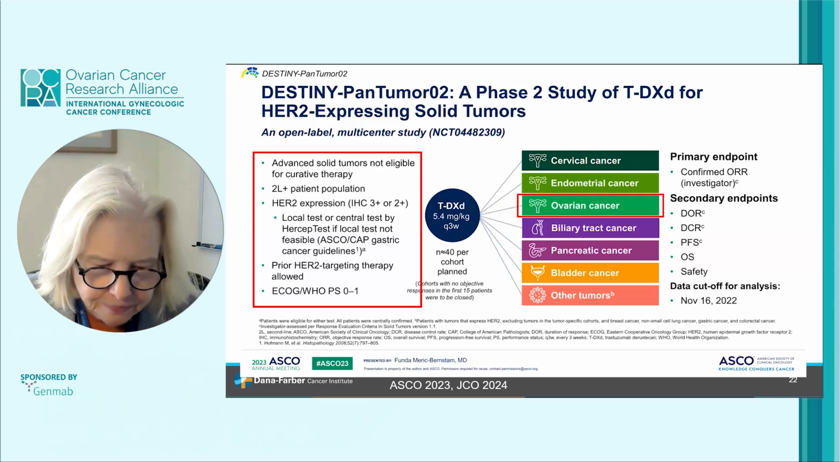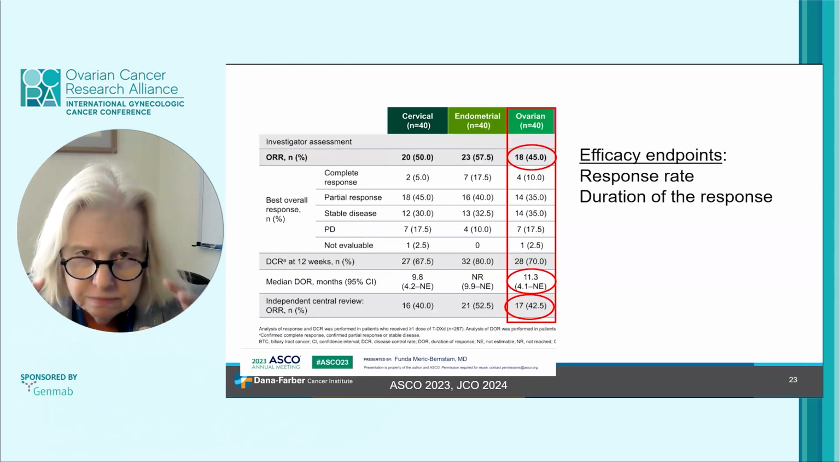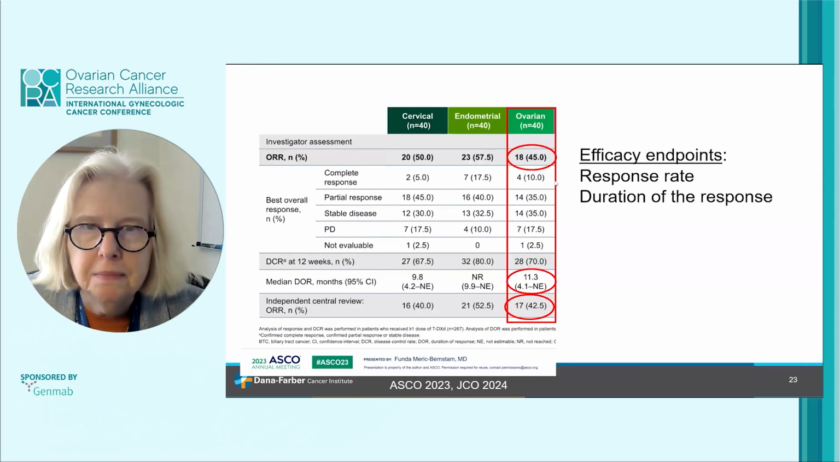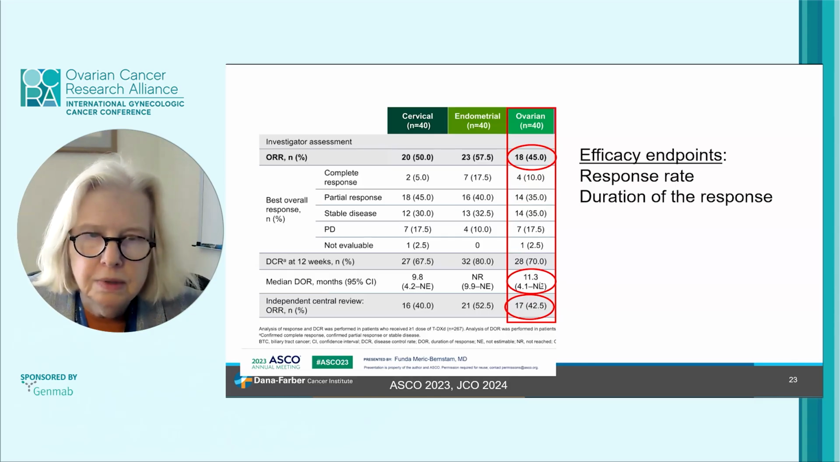This is a different assay. This is 2+ or 3+. And I've red boxed the ovarian patients. So 45% overall response rate, median duration of 11 months. So very good. And this was also done under a central review.